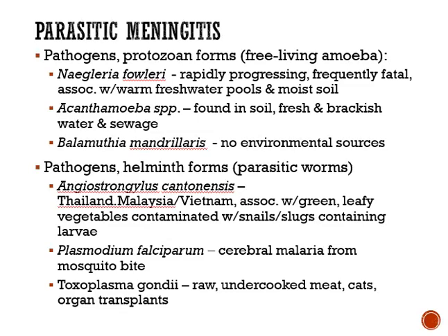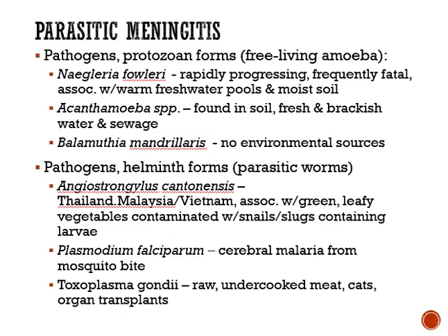Acanthamoeba species, these organisms are found in soil, fresh and brackish water, and sewage. And then Balamuthia mandrillaris, no environmental sources identified, so I'm not sure how the patient would come in contact with those. And then parasitic worm forms that can cause meningitis, Angiostrongylus cantonensis. This is common in some parts of the world like Thailand, Malaysia, Vietnam. Infection occurs by ingestion of green leafy vegetables that have been contaminated with snails or slugs that contain the larva of the parasite.